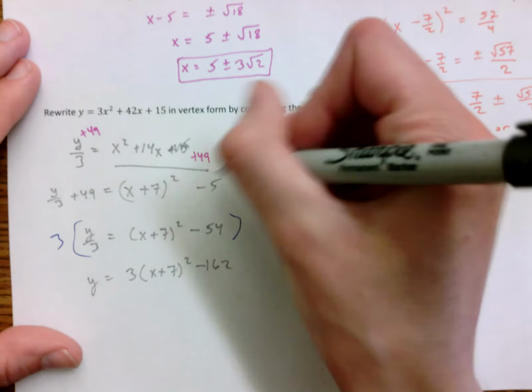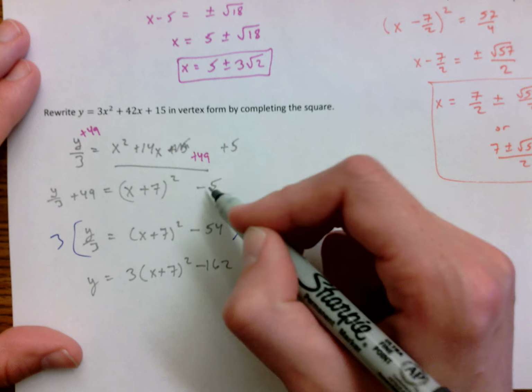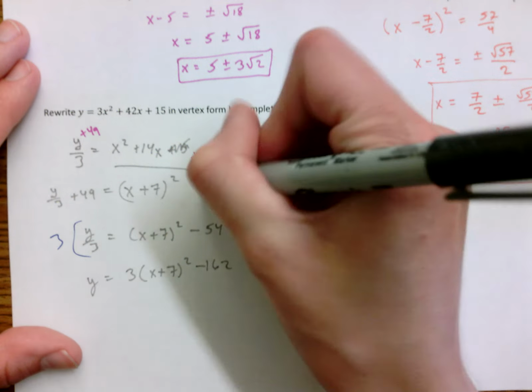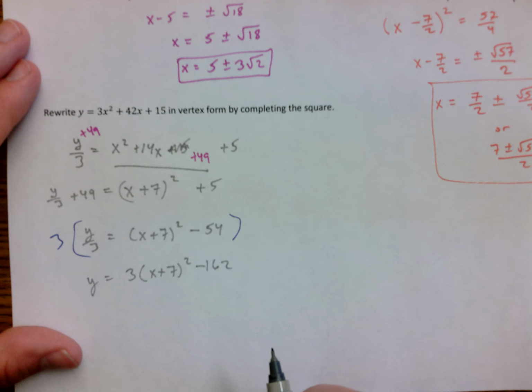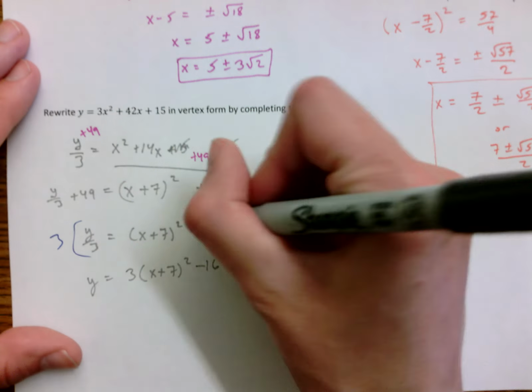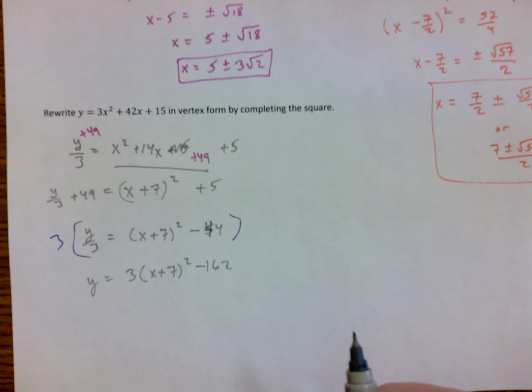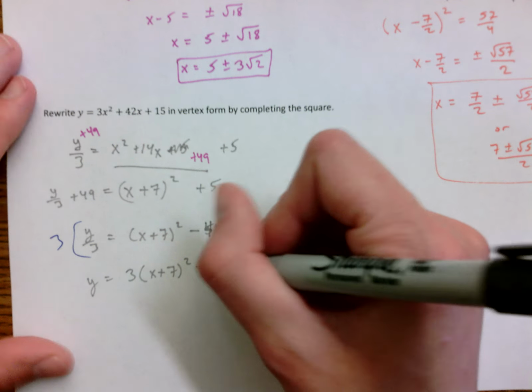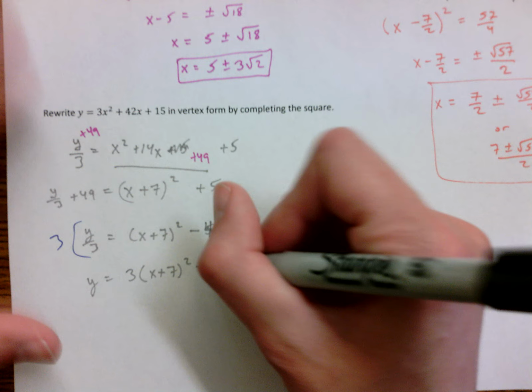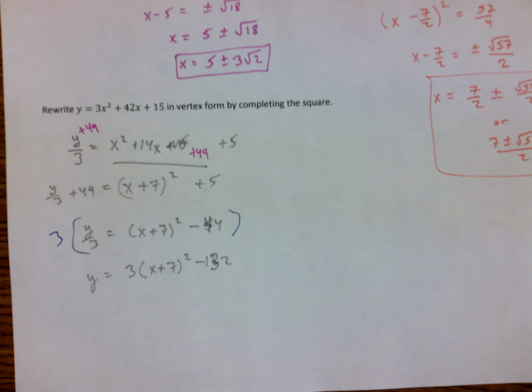Oh, here it is. Oops. My plus 5. I magically made it into a minus 5. That was supposed to be a plus 5, right? So that changes things a little bit. So when I subtract here, then this would be a 44, right? And then 44 times 3 is only 132. Yeah, sorry, my bad. This day is just kind of plagued. Okay, so anyway, there's my equation in vertex form.